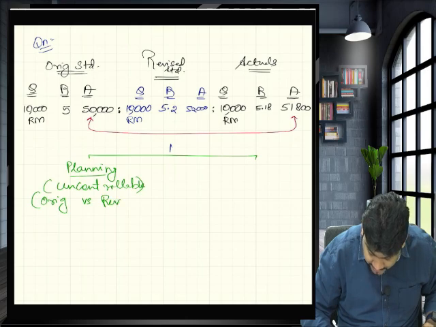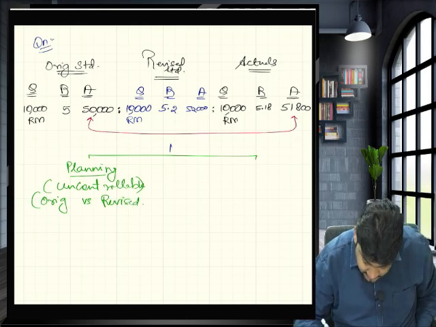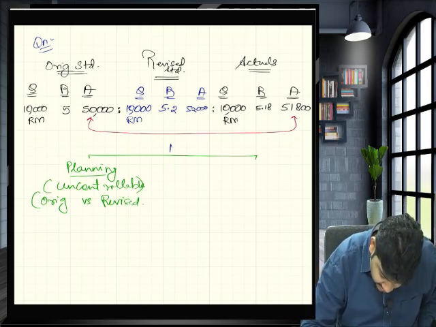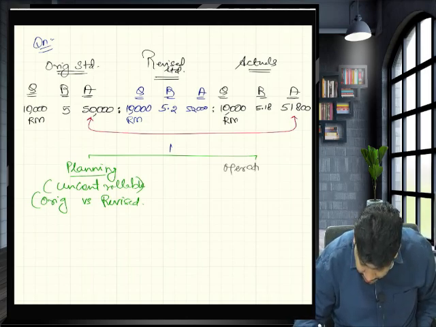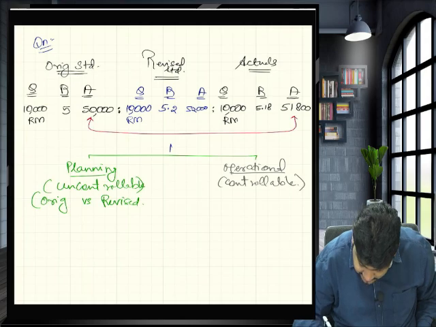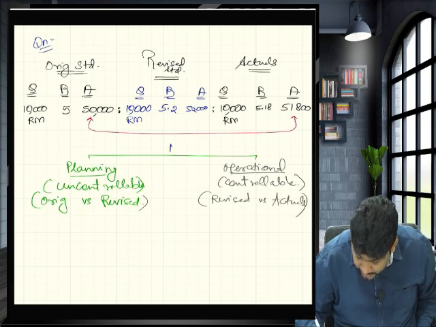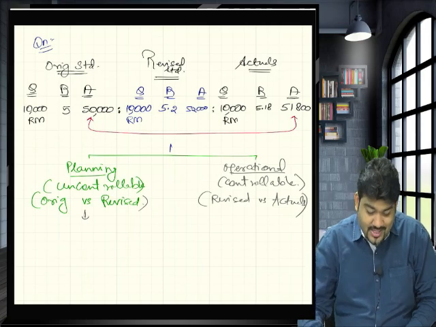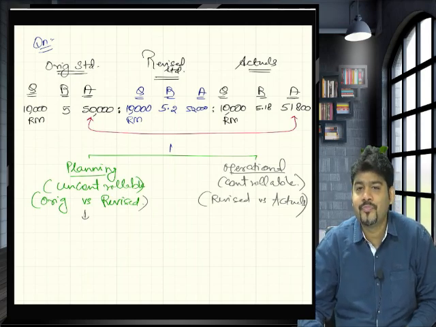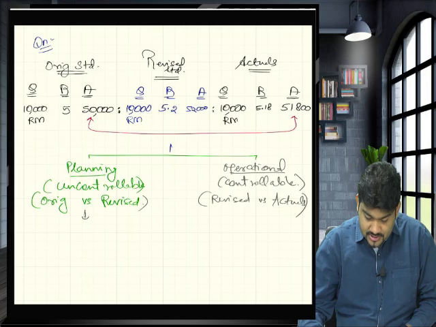We are going to compare original with revised, and then we have the operational. Operational is what? Correct. Operational is the controllable part, in which we compare the revised with the actuals. Okay, first we will start with planning. Is there any issue with the quantity? No issue. So we will not spare our time on that.